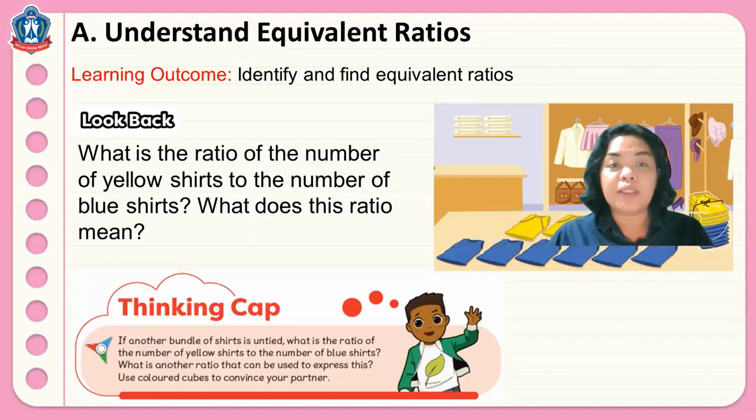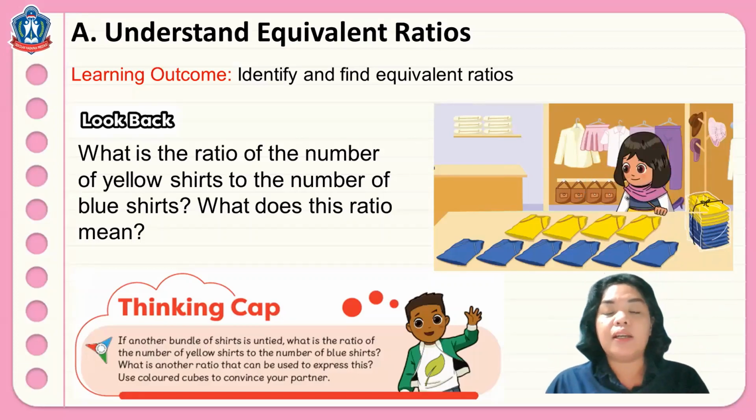Let's start with lesson A, understanding equivalent ratios. This girl has some yellow t-shirts and blue t-shirts. So what's the ratio of the number of yellow t-shirts to the number of blue t-shirts? Yes, the ratio is 4 to 6 because there are 4 yellow t-shirts and 6 blue t-shirts. So therefore, the ratio is 4 to 6. It means that there are 4 yellow t-shirts in every 6 blue t-shirts.